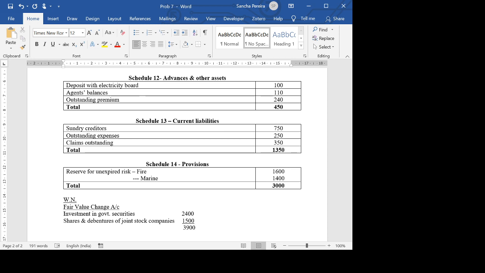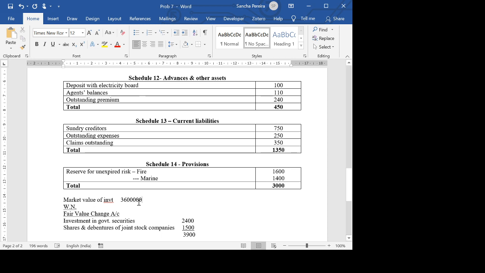But they've also told you the market value, and the market value given to you is 36 lakhs. I'll just write it here for you to understand. Market value of investments given is 36 lakhs.